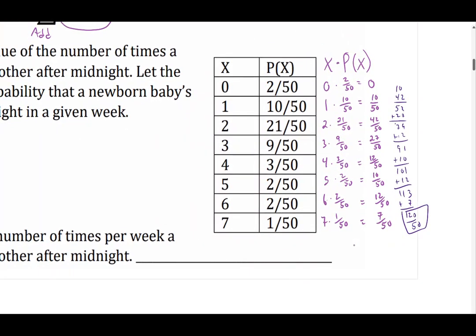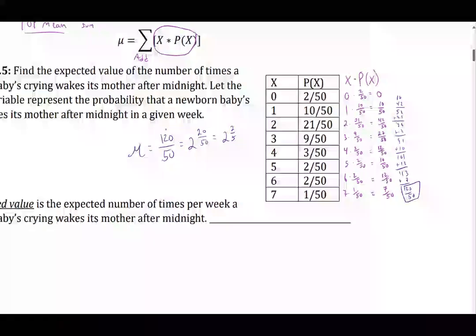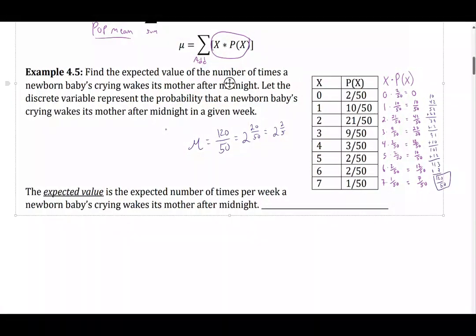Well, mu is 120 over 50, which is the same thing as 2 and 20 over 50, or 2 and 2/5, which would really just be easier to say 2.4. So the expected value is the number of expected times per week a newborn baby's crying wakes its mother after midnight, and that would be 2.4.